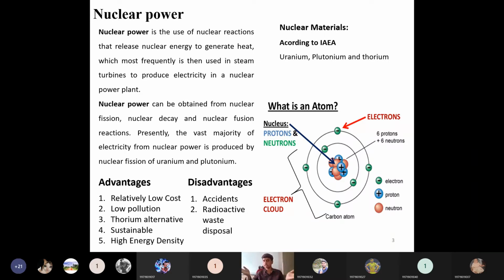So nuclear materials, according to the IAEA, the International Atomic Energy Agency, are nothing but uranium, plutonium and thorium.